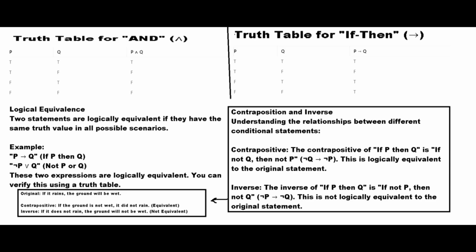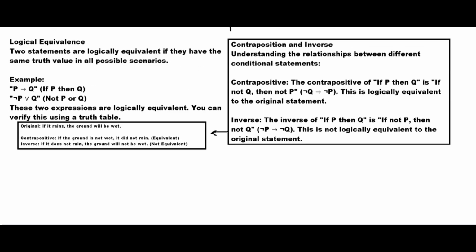The other one is inverse. The inverse of if P then Q is if not P then not Q. For example, if it rains, the ground will be wet. But if it doesn't rain, then the ground will not be wet. These are not equivalent because the reasons for the ground to be wet are many.